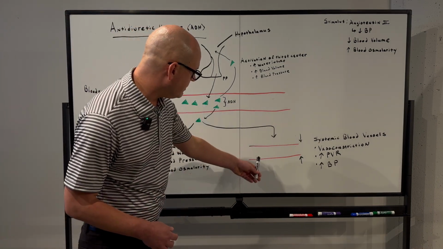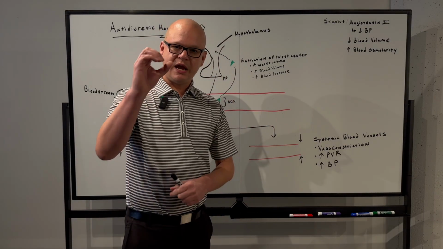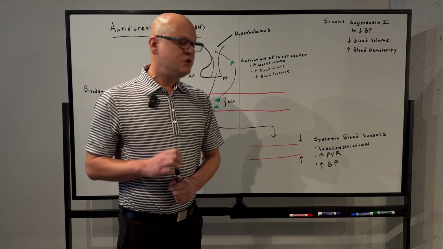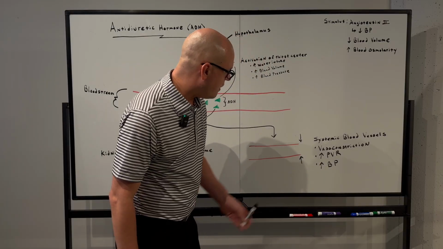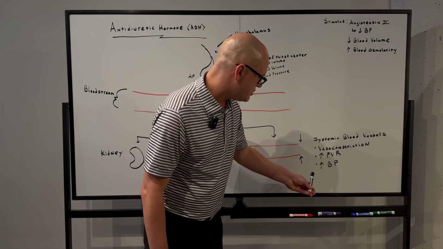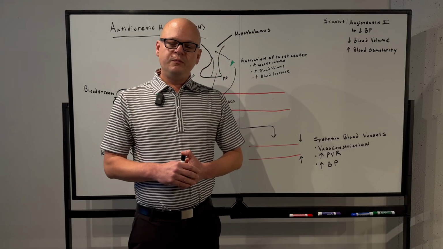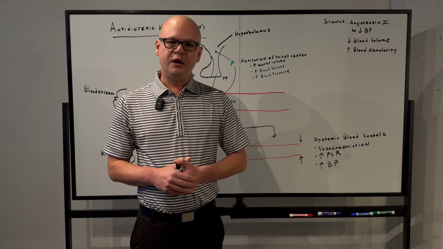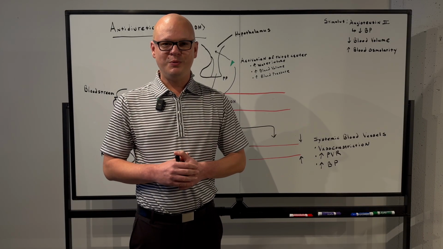At the systemic blood vessels, we're going to get vasoconstriction. So the diameter of those blood vessels is going to decrease. And in so doing, that's going to increase peripheral vascular resistance and also increase blood pressure. So with the release of this antidiuretic hormone, we've elevated the amount of water within the blood and also increased blood pressure, bringing it back into homeostatic range.